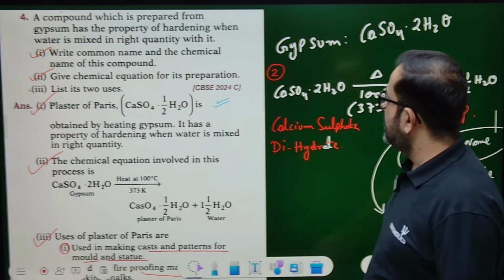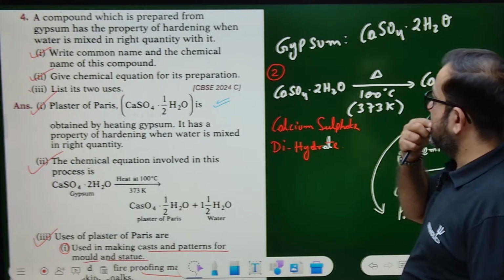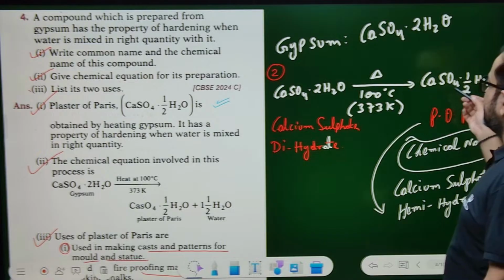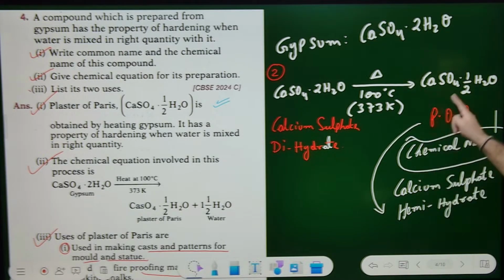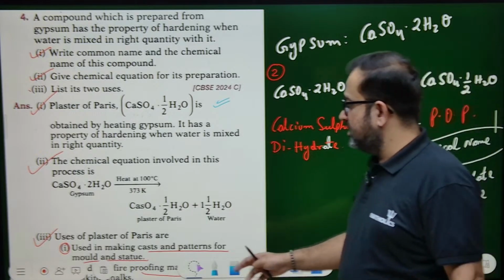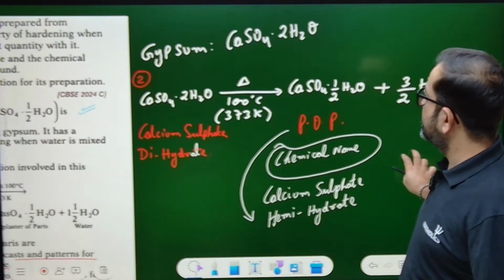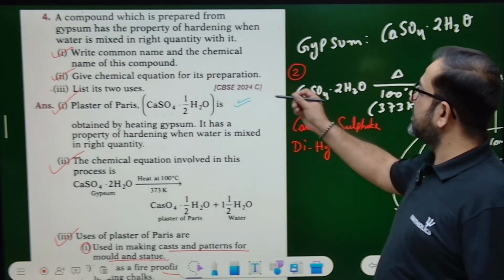Common name is what? Common name is POP, right? The compound which is prepared from gypsum. Yes, it is POP. And chemically it is known as calcium sulfate hemihydrate. Copy this reaction, it can come in the exam. As it is, it can come in the exam. Calcium sulfate hemihydrate, right? I'll give you time. Wait, first let me complete this question. We'll give the chemical equation. Okay.